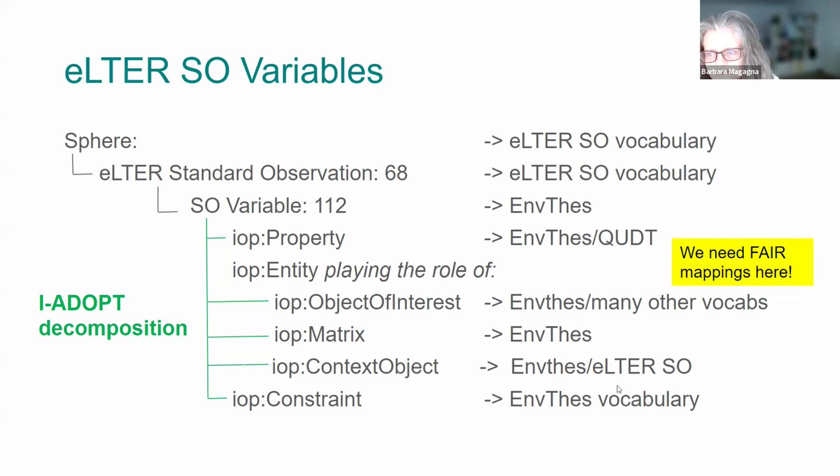So you see that there is a need to also provide FAIR mappings because we are using other vocabularies, but we use the I ADOPT ontology as a mapping ontology. And we would like to collaborate with the FAIR mappings group to really be able to represent this properly.